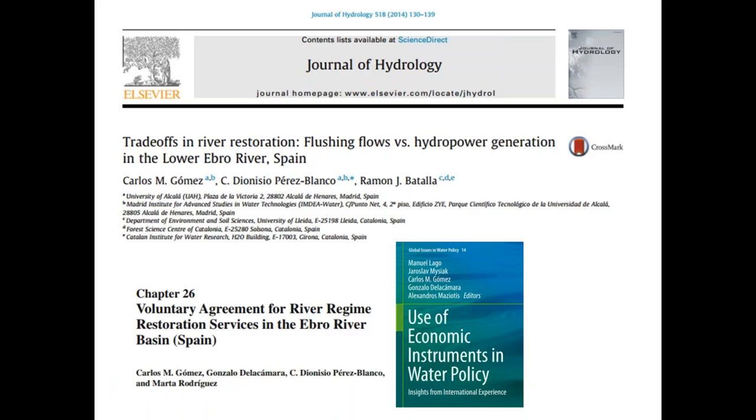Some other publications have addressed the economic aspects of those releases. For instance, I suggest this one, which is about trade-offs in restoration and where the ecological and economic effect of the flushing flows are assessed. And it shows that once again, it's totally possible and the economic loss of the releases is quite small when compared to the revenue which is got from the annual hydropower releases.